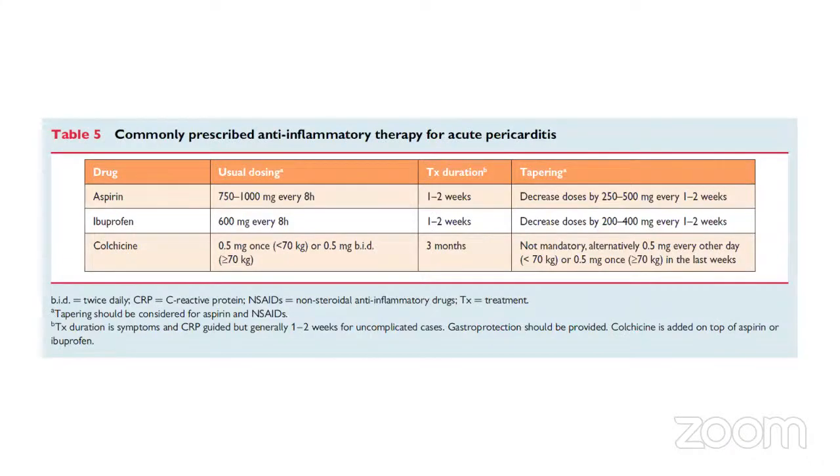So the recommended regimen for patients with acute pericarditis usually is ibuprofen and colchicine. Aspirin can also be used. Ibuprofen usually 600 milligrams Q8 for 1 to 2 weeks. The colchicine is usually 0.5 milligrams if the patient weighs less than 70 kilograms. If the patient weighs more than 70 kilograms, then we have to start the patient on 0.5 twice daily for 3 months. And multiple studies have shown that ibuprofen plus colchicine is better than ibuprofen or aspirin alone.